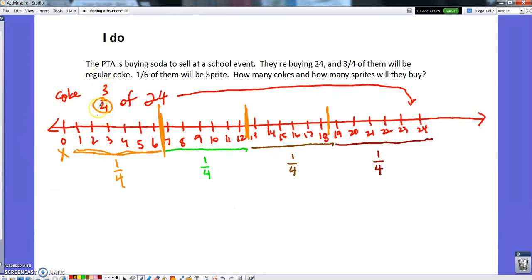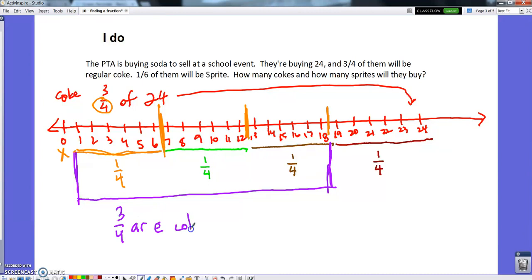And since 3/4 of the 24 are Cokes, I can kind of say, all right, well, then I'm going to need from there to there, these 3 groups.